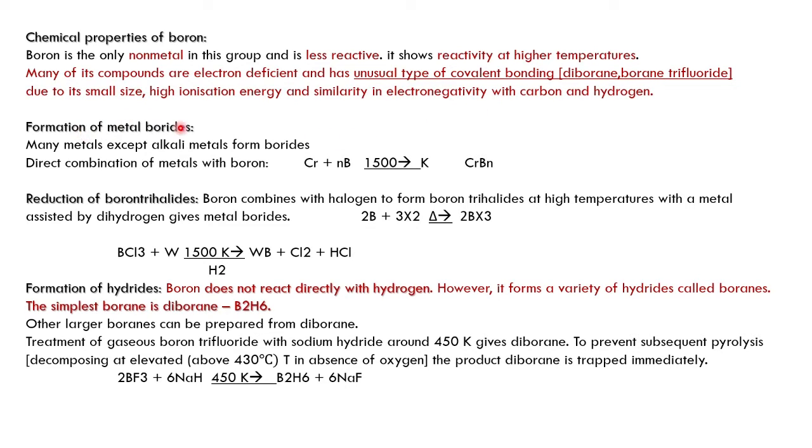Then formation of metal borides. It does not react with alkali metals, but with other metals it forms borides, such as chromium boride: when we put boron with chromium at higher temperature, it forms chromium boride. Reduction of boron trihalide: on reduction of boron trihalide it forms a metal boride, where the metal is W, tungsten boride, that has formed.